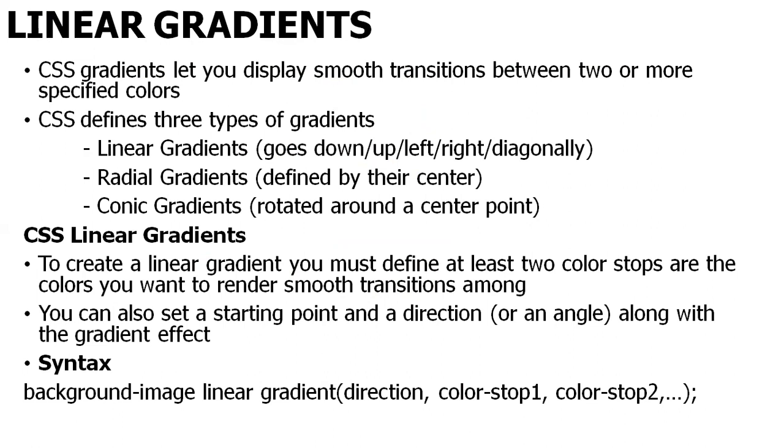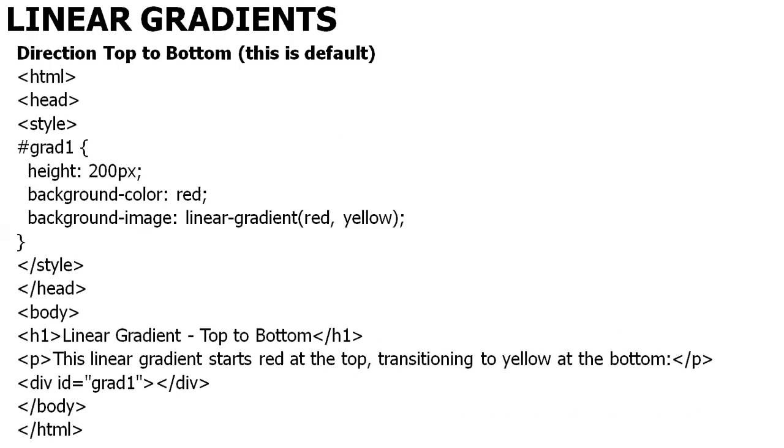The CSS linear gradient. To create a linear gradient, you must define at least two color stops, the colors you want to render a smooth transition among. You can also set the starting point and direction or angle along with the gradient effect. The syntax is background-image: linear-gradient(direction, color-stop1, color-stop2, and so on). The linear gradient direction top to bottom is the default.